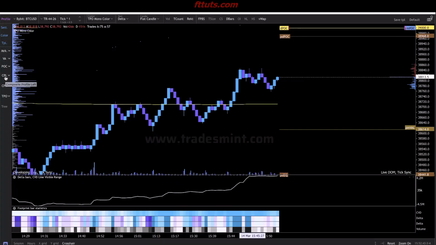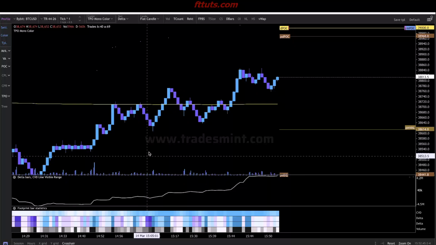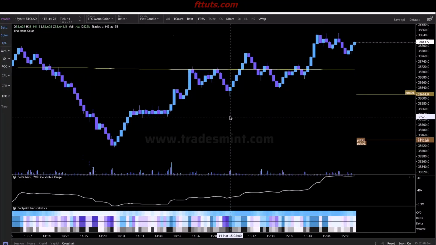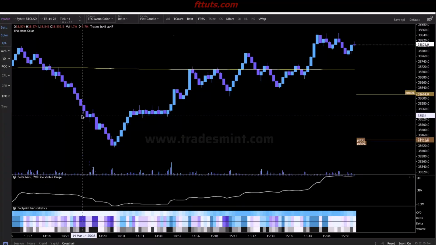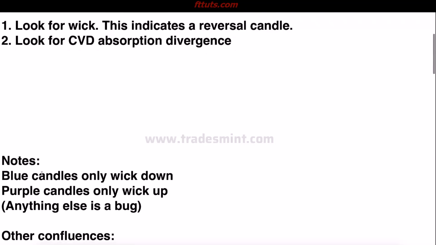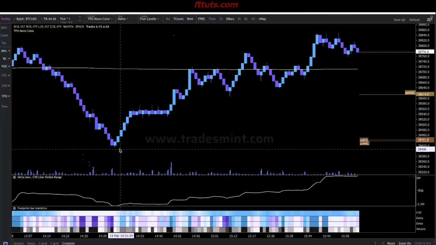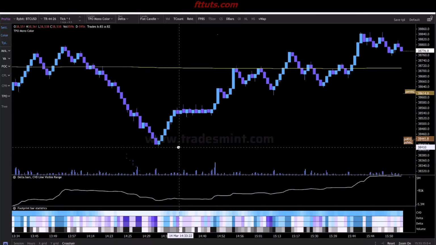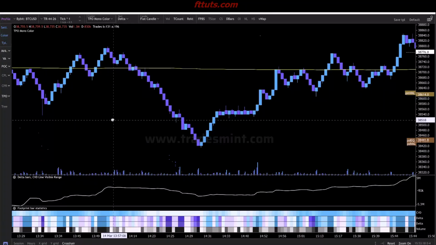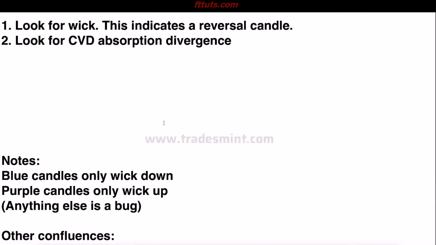If you are using the desktop version of exocharts, you have nothing to worry about. However, if you are using the browser version, there are glitches that print on these candles. Just so you are aware, the blue candles can only print downward wicks, and the purple candles can only print upward wicks. If you see anything other than that, it is a bug. So blue candles should only be printing down-facing wicks. If you see a blue candle printing an upward-facing wick, that is a bug, and you need to ignore it on the browser version. For the purple candles, okay, purple candles can only wick to the upside.